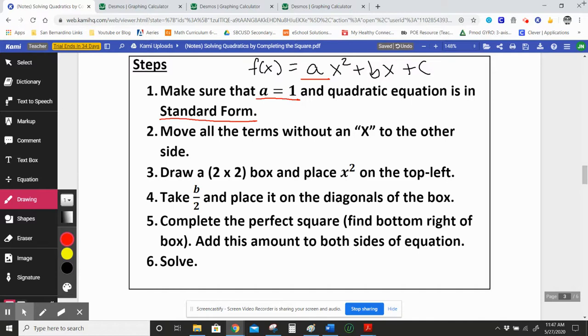Second step, after it's set equal to 0, you have to move all the terms without x's to the other side. Step 3, we're going to draw a 2 by 2 box, place x squared on the top left. You're sure to be used to that. Place b divided by 2. So whatever that b term is, we're going to take that number and divide it by 2, and then place it in the diagonals of the box, along with an x. Step 5 is what we just did in the exercises, complete the perfect square. And then step 6 is solve it. So that's it. Write the steps down and it'll make sense once we do more examples in a little bit.